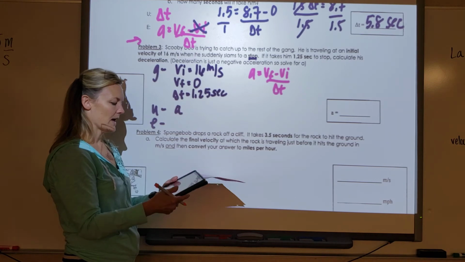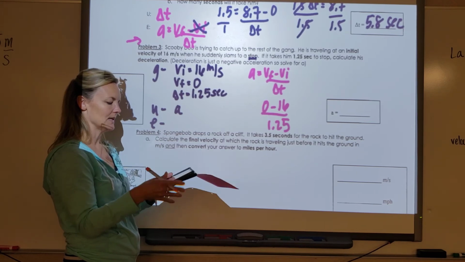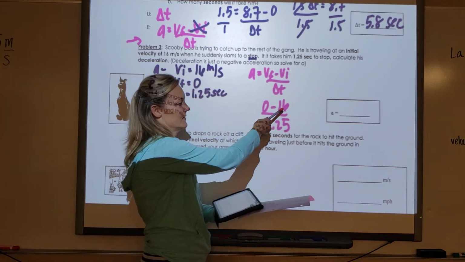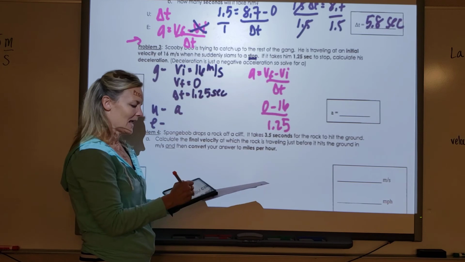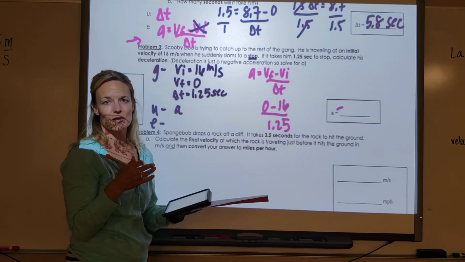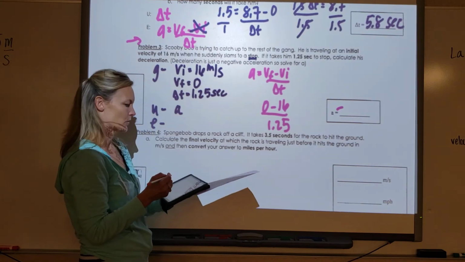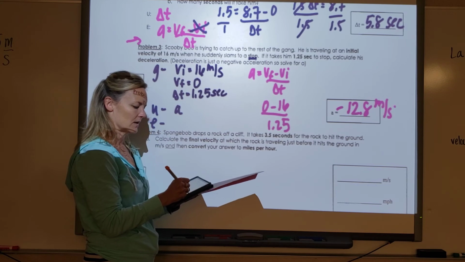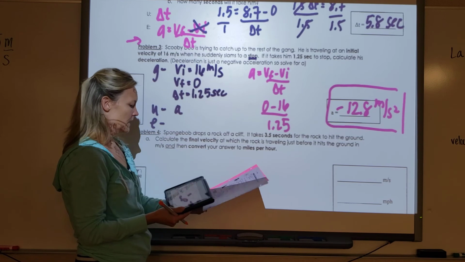All right, VF is 0 minus VI of 16 divided by delta T. A equals negative 16 divided by 1.25, which gives me a negative answer. A negative acceleration means you are either slowing down or falling downward. In this case, it means you're slowing down, and I got negative 12.8 meters per second squared. Check to see that you got that to work out.